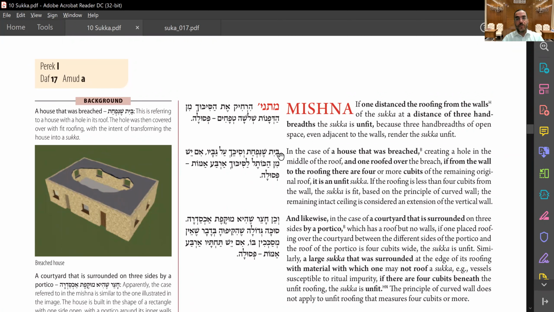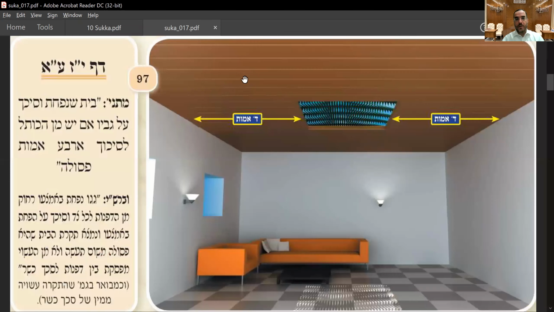So now we're going to have several cases of sechach pasul. Bayit shenifchat v'sikech al gabav. So you have a house and the middle of the roof fell in. If it happens to be around the time of Sukkot, you say, oh, fantastic. Now I can use this as a sukkah. So here you have the problem that around the edge, there is sechach.